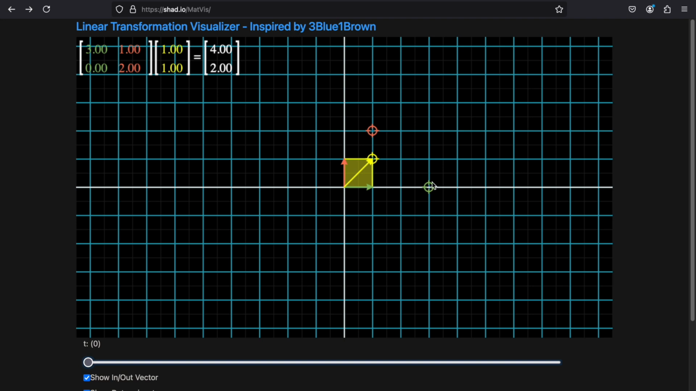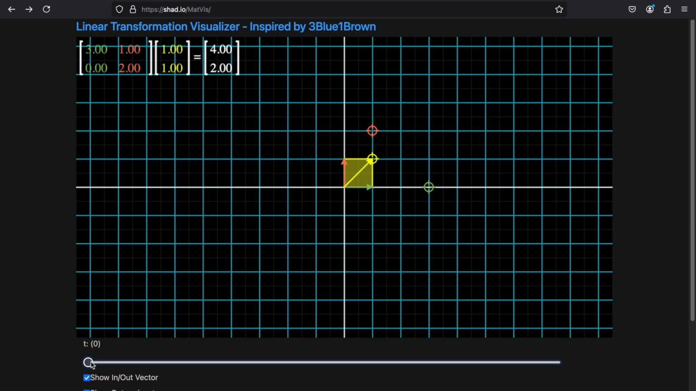So if you see this green circle, this indicates where i hat lands after the transformation. Initially i hat is here, this green arrow, which is (1, 0), and j hat is the red arrow, which is (0, 1). After the transformation, i hat lands at (3, 0), and j hat lands at (1, 2). So here is that red circle, (1, 2), and this is the vector of interest. We need to see where the vector (1, 1) goes. This matrix vector product simply says that after the transformation, this vector will go to (4, 2).